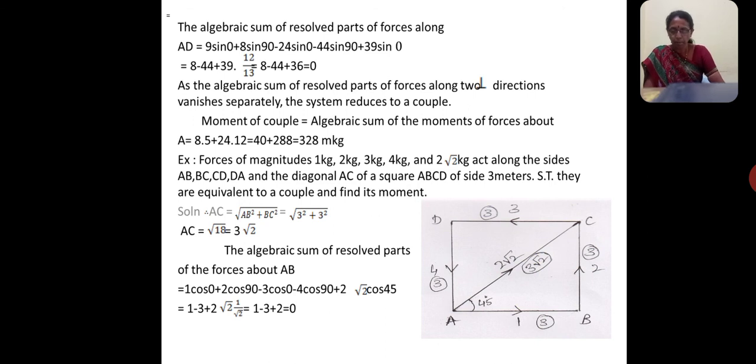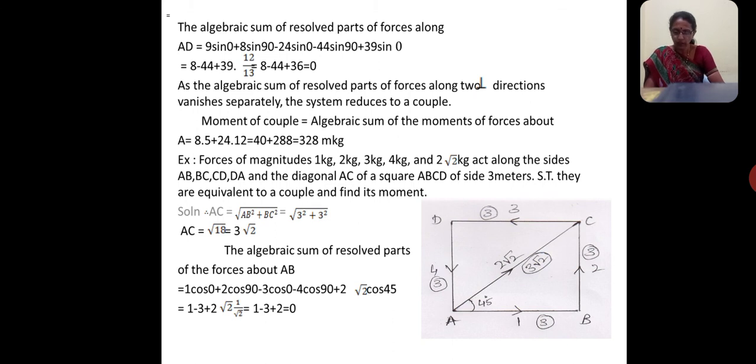The next problem is: forces of magnitudes 1 kg, 2 kg, 3 kg, 4 kg and 2 root 2 kg act along the sides AB, BC, CD, DA and the diagonal AC of a square ABCD of side 3 meters. Show that they are equivalent to a couple and find its moment. Observe the figure. AC equals square root of AB square plus BC square, that is equal to square root of 3 square plus 3 square. AC equals root 18, that is equal to 3 root 2.